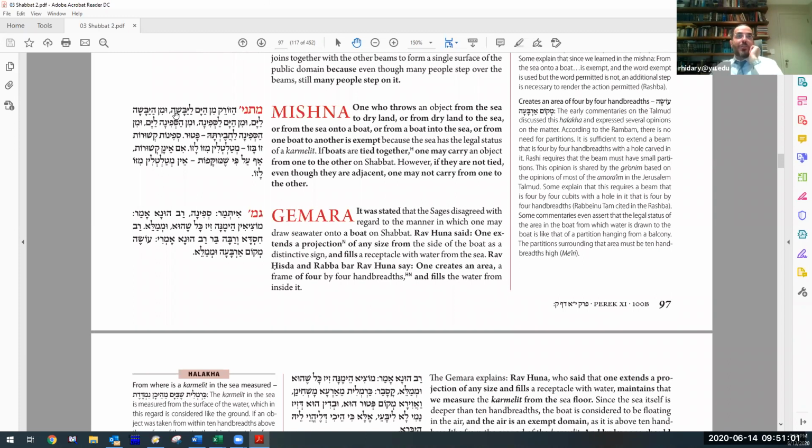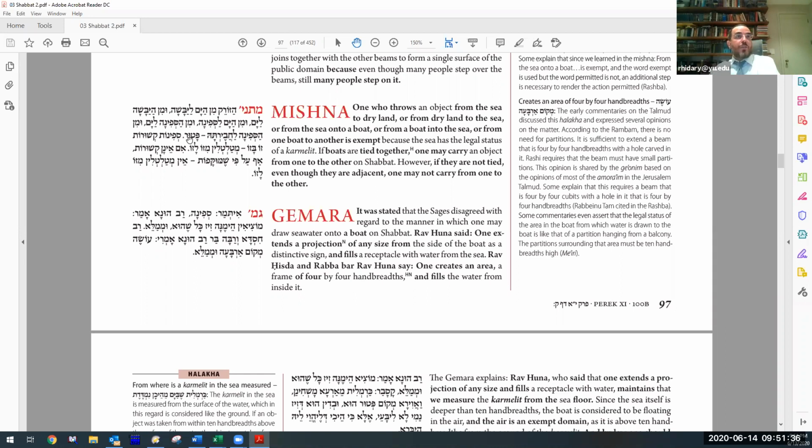Hazorek min hayam leyabasha, min hayabasha layam. From the beach to the ocean, or ocean to the beach, from the sea onto a boat, or from the boat onto the sea. All these cases are patur. Why? Because the sea is considered karmelit, and so even if it's, let's say, a street that's overlooking the ocean, like the Belt Parkway or something, that's going from Reshut Rabim to karmelit. The boat is considered a Reshut Yachid. So you're going from Reshut Yachid to Karmelit.